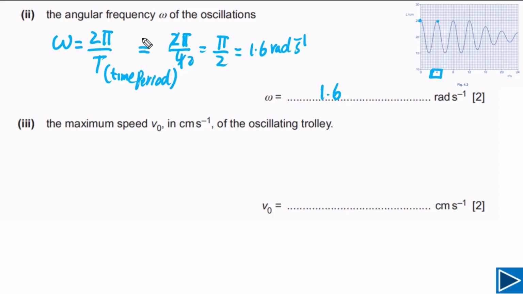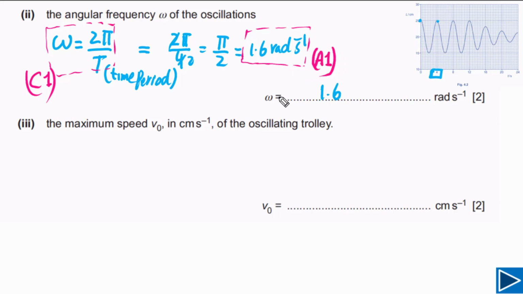This question has 2 marks. The first mark you will get if you have written the right formula, meaning you have written this formula, you will get first mark, and that is C mark. The second mark you will get if you have got the right answer. If you have got the right answer, you will get in fact 2 marks for this question. But if your answer is wrong, you have written this formula, still you will get 1 mark.